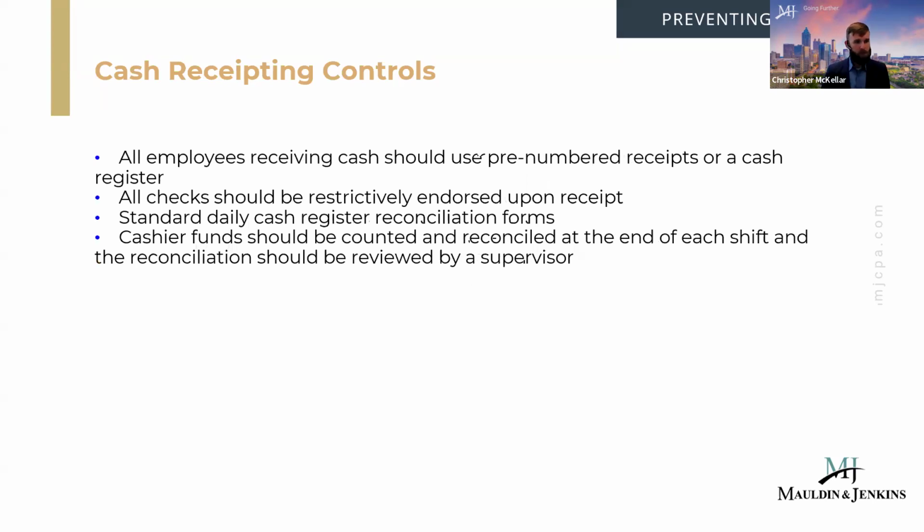Cash receipting controls. All employees receiving cash should use pre-numbered receipts or a cash register. All checks should be restrictively endorsed upon receipt. Standard daily cash register reconciliation forms should be used. I've seen at a lot of governments, especially in the utilities department, there's a specific cash reconciliation form that's used that the preparer signs and the reviewer signs as well after they've recounted and reconciled.